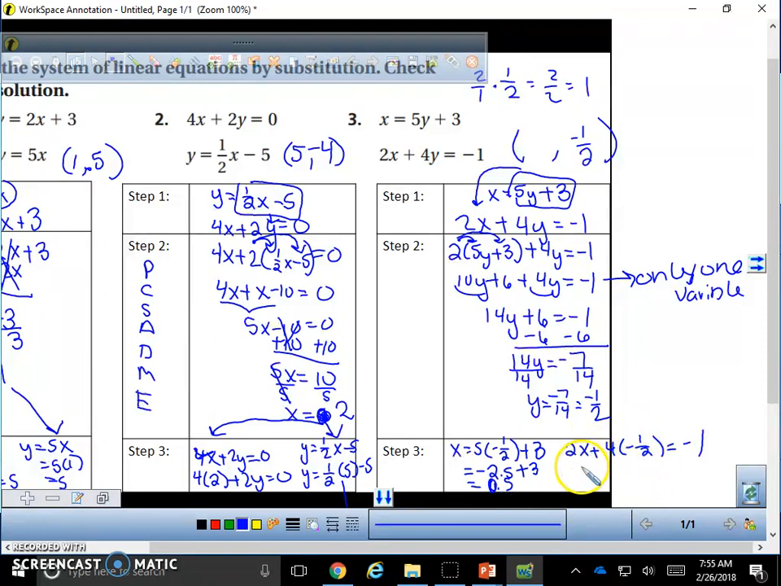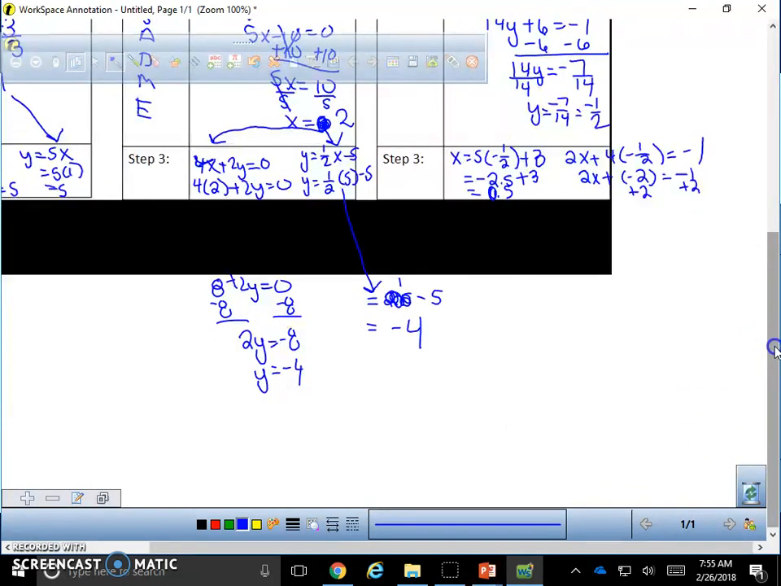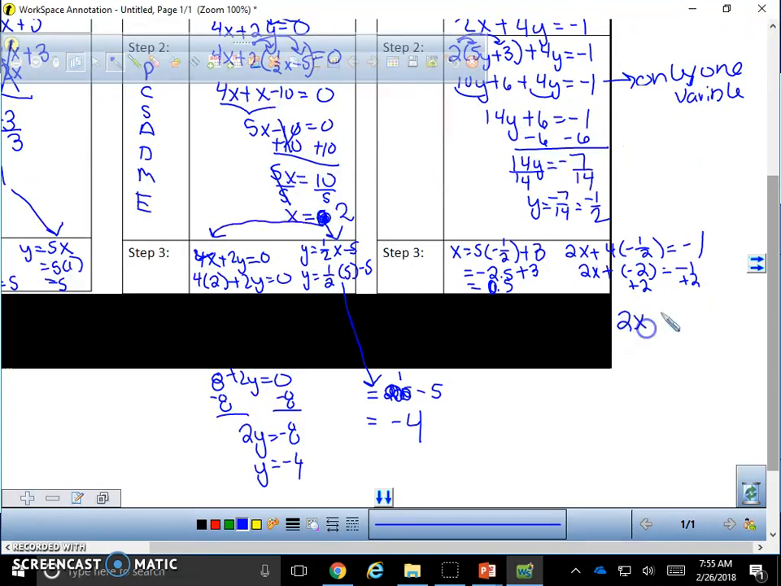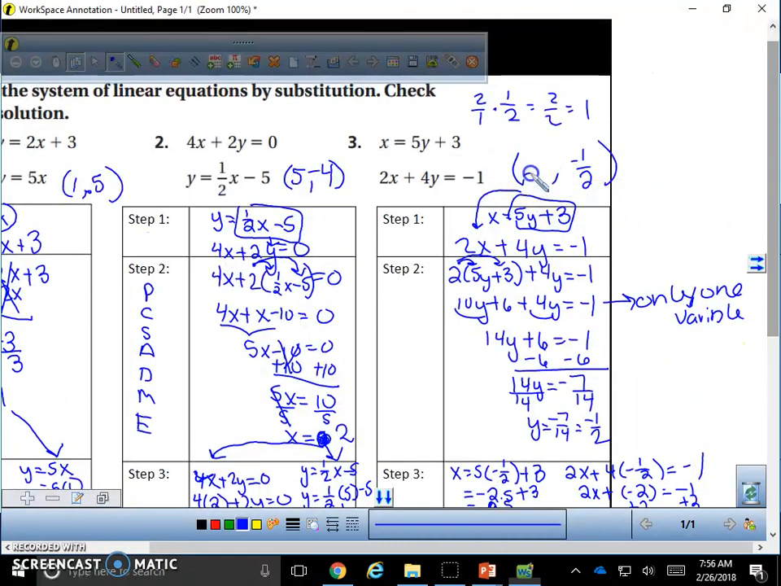Now, 2x plus negative 2 equals negative 1. Add 2. Add 2. 2x equals 1. Divide by 2. X equals 1/2, same thing as 0.5. We're good. We got the same thing. 0.5, negative 0.5. Done.